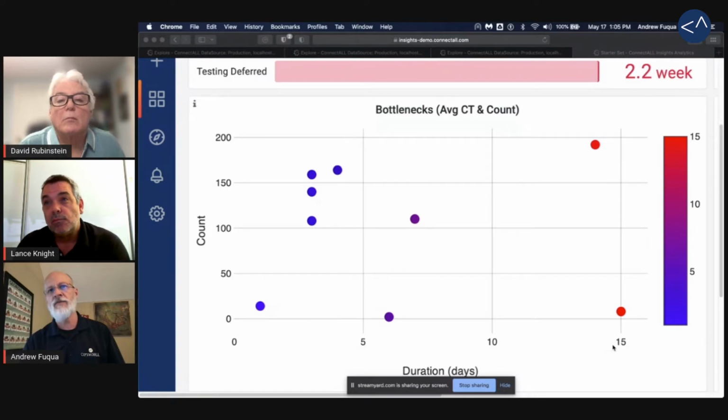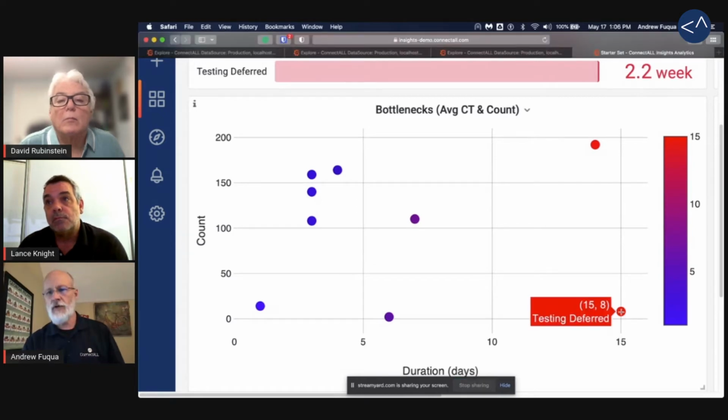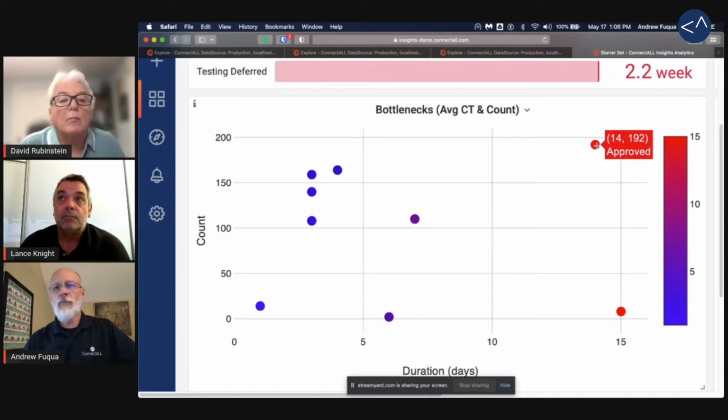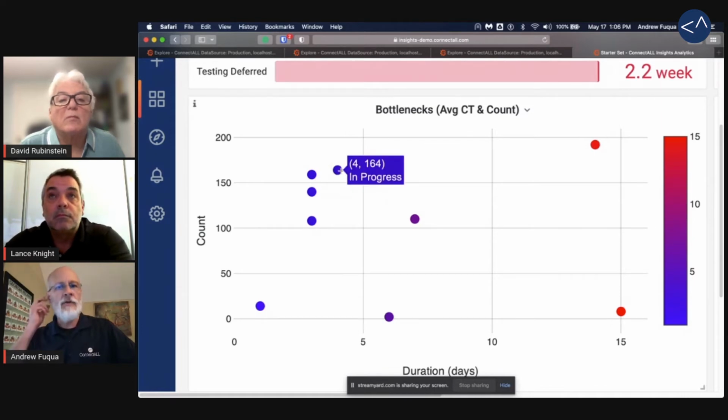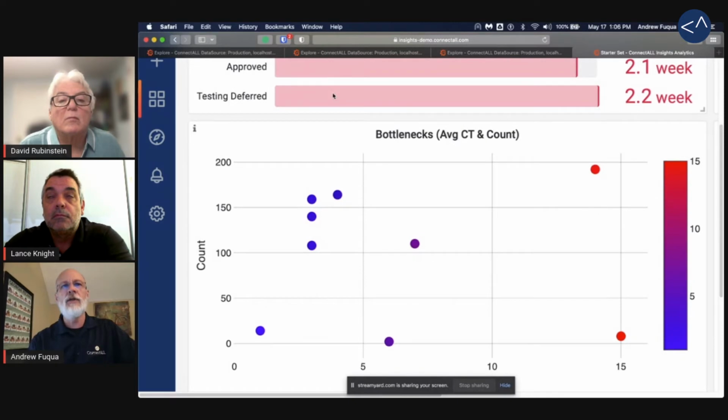So if I find that 15 days and I look and see where testing deferred is, well, testing deferred is right here, 15 days, but it's only 8 tickets. 8 tickets out of hundreds. The real problem might be up here at the top, approved. 14 days, 192 are in progress. 4 days, 164 tickets, or QA, 159 tickets, 3 days. So this other chart is really, really misleading.